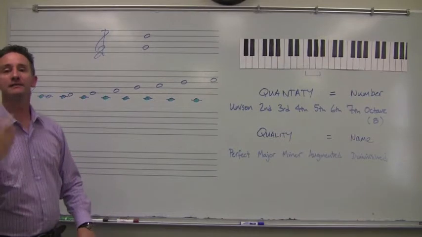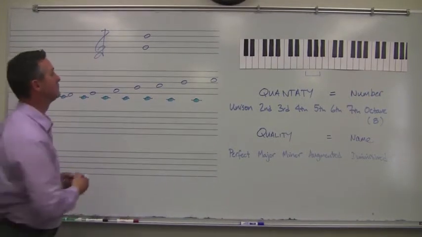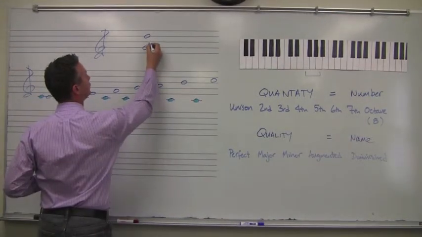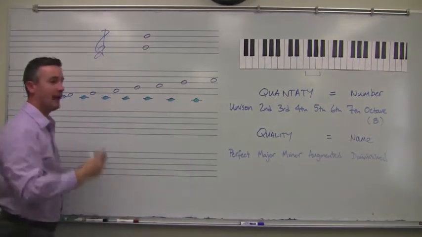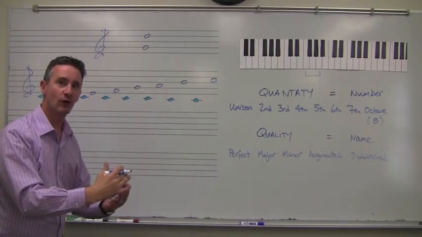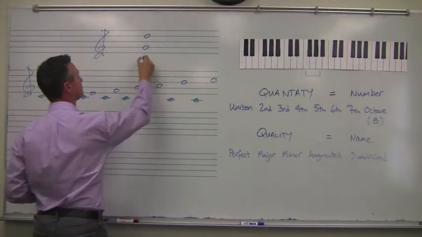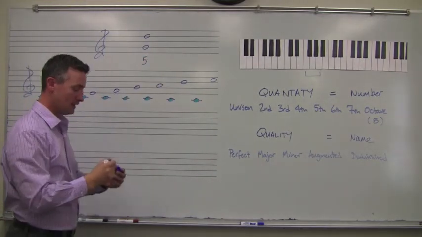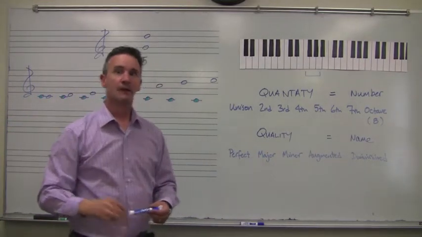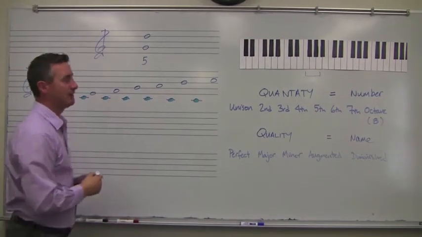How many lines and spaces are involved in that interval? 1, 2, 3, 4, 5. Counting all the lines and spaces involved, I have 5 lines and spaces. This must be some kind of fifth. How many half steps are there in that interval?